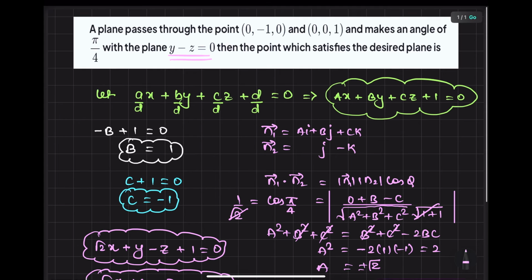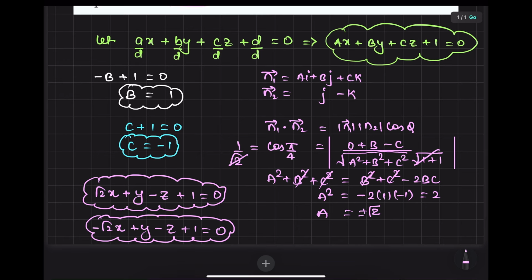Now these guys are talking about the point which satisfies the desired plane. Now based on the options, you have to substitute the option in these two planes. Whatever satisfies is the correct answer.